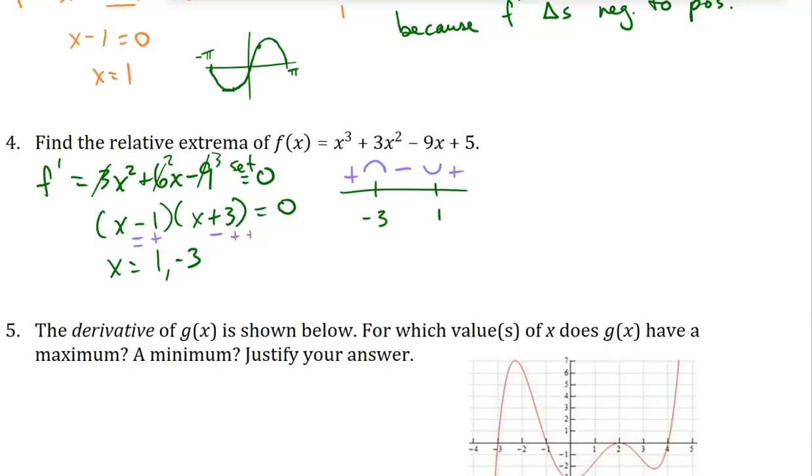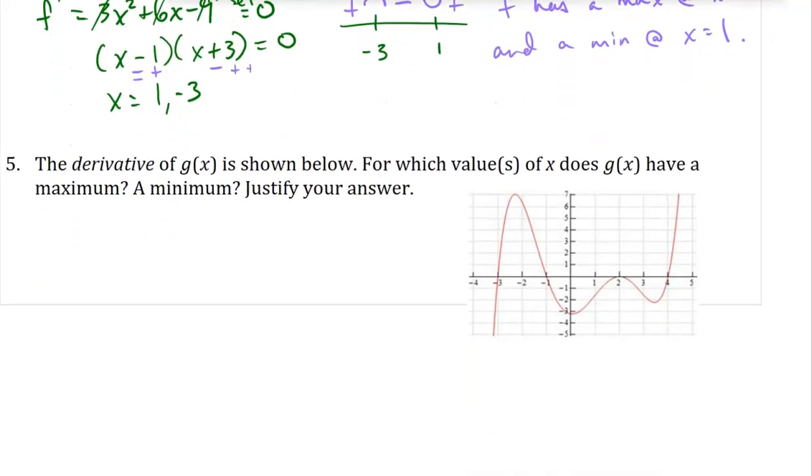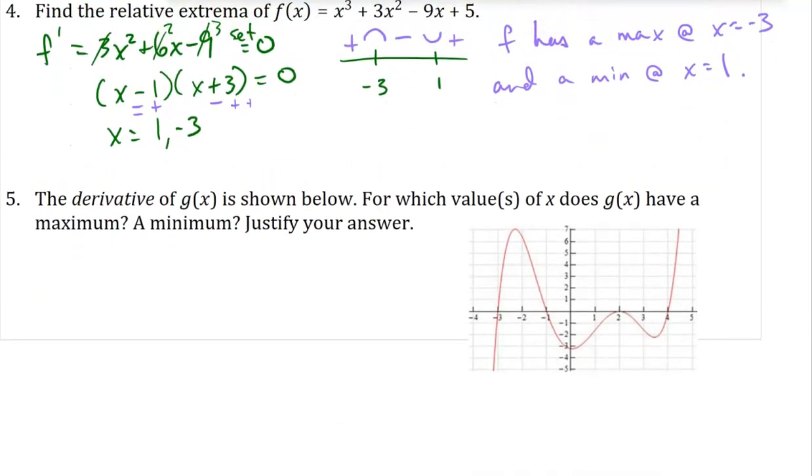So I can see that f has a max at x equals negative 3 and a min at x equals 1. Once again, this doesn't ask for any justification. If it did, I would say on the max, because f prime changes from positive to negative, and for a min because f prime changes negative to positive. And once again, I'm referencing the function that I'm using, which is f prime.